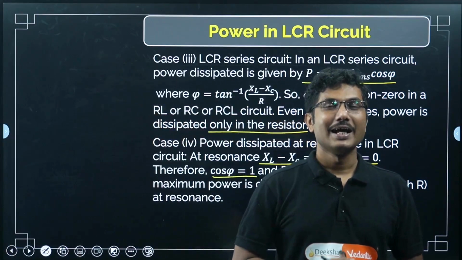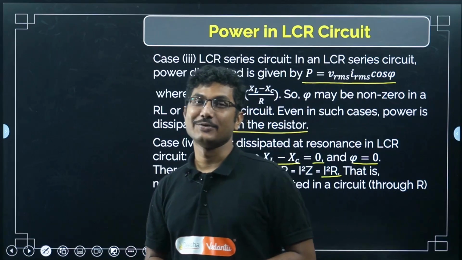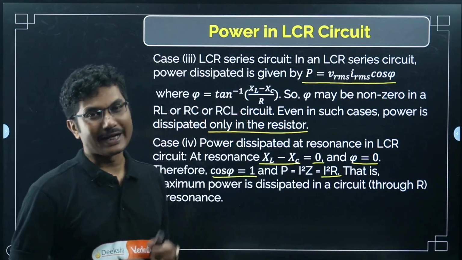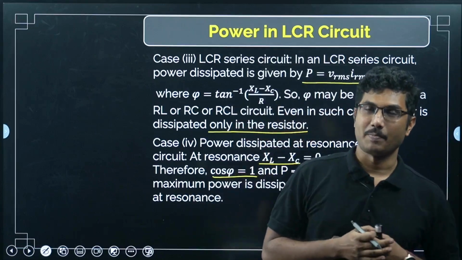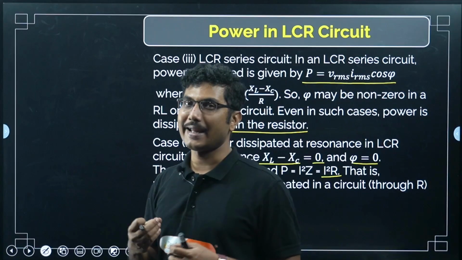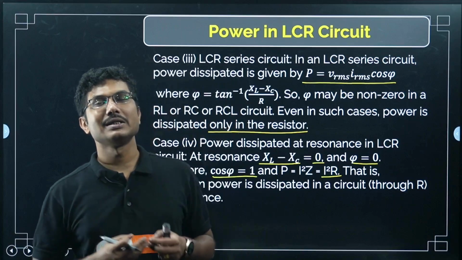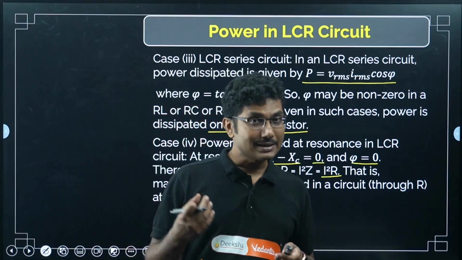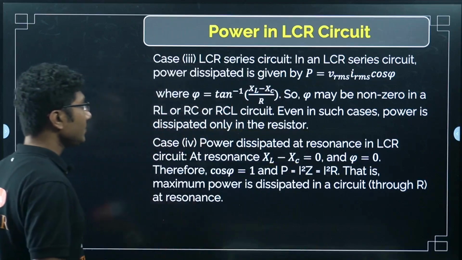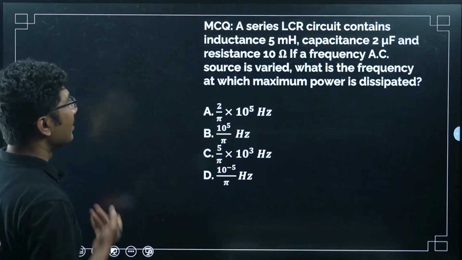As I said before, at resonance maximum power is dissipated, and that is expected because at resonance current is maximum. Right, so if you want to extract maximum current, obviously the power absorbed will be maximum, right? Now let's solve one problem.